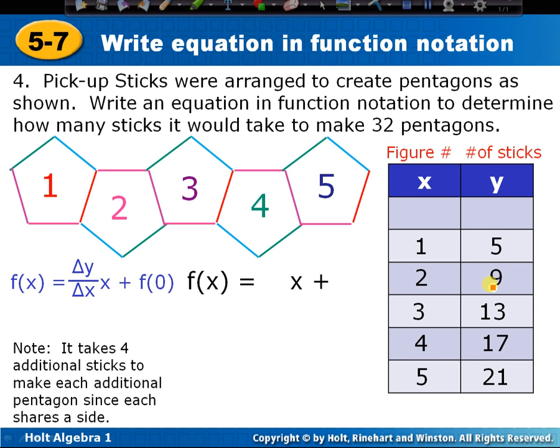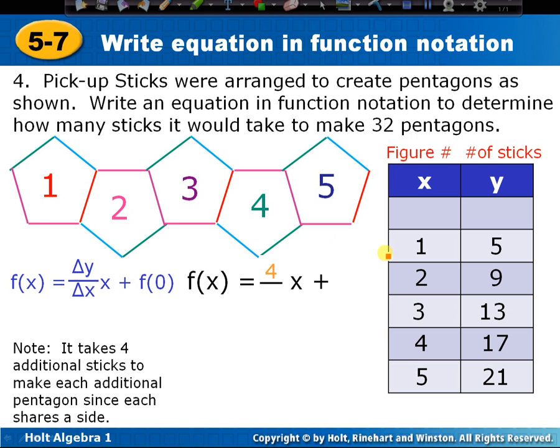So from here, after you get your table done, it's pretty much just exactly like what we've been doing in the first 3 examples, but we had to make that table using our picture first. So here we have f of x equals the change in y over the change in x times x plus f of 0. So again, we're looking for those 3 pieces of information. So over here we're going to say, what do we have to add to 5 to get 9? Or we can also say, how many pickup sticks were we adding each time to get the next figure? And we were adding 4, so that's our change in y is 4.